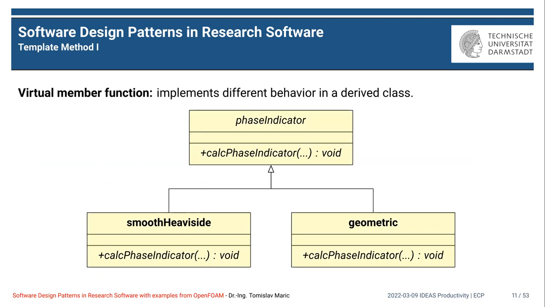So I mentioned before that we have dynamic polymorphism, and dynamic polymorphism is based on virtual member functions. So you have these functions that change the data inside the class, and you can specify some of them to be virtual. What does this mean? This basically means that we can implement different behavior in a derived class. So we have here a phase indicator, an algorithm that's going to give us information about which fluid phase occupies some point in space at some time t. And we derive from phase indicator two types, smooth, heavy side, and geometric, and we implement the calculate phase indicator member function, making each of those behave differently from each other.